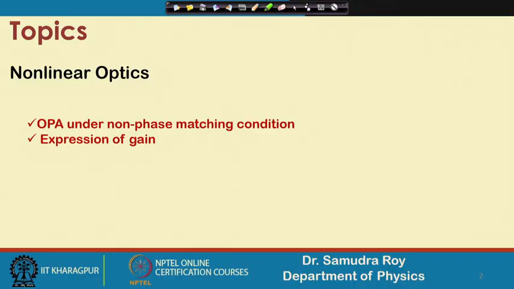So, let us see what we have today. We have optical parametric amplification under non-phase matching condition. As I mentioned, non-phase matching condition means delta k is not equal to 0, so all the coupled differential equations that we are going to use will have delta k not equal to 0. And an expression of the gain.